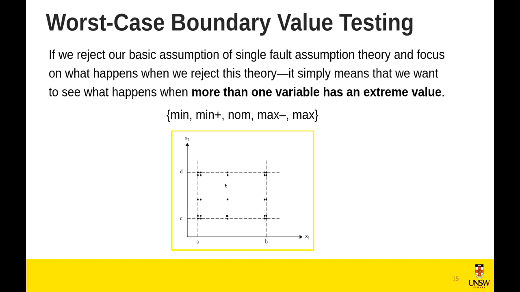But remember, if it is not the worst case boundary value testing, if it is just the normal boundary value testing, we only allow one parameter to take the extreme value. So it means that they cannot be close to the corners, because otherwise both values will be close to the boundary. So if you remove that, we will have this figure. We will have these test cases.